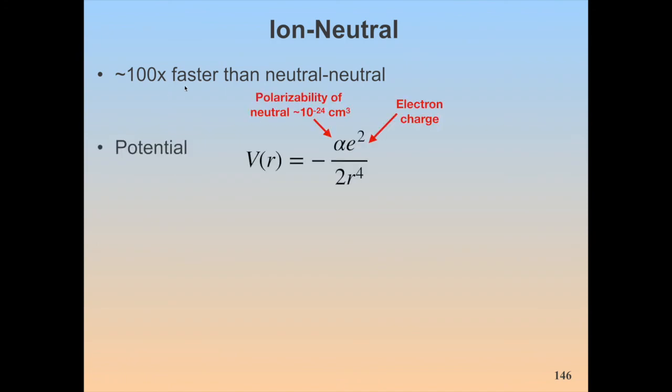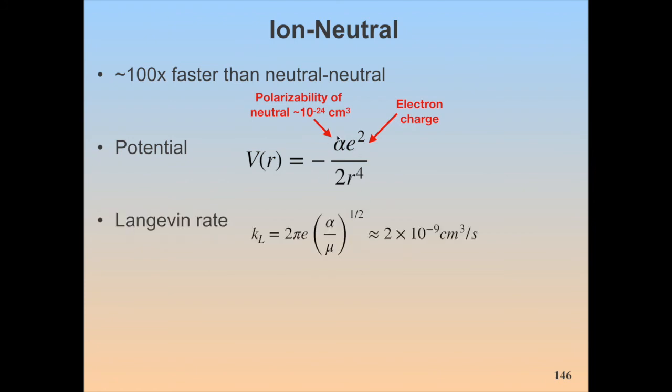So the difference between ion-neutral is that your potential is going to be changing. So now you still have your polarizability. This is just for the neutral atom you're dealing with, or molecule. And then we multiply that by the electron charge squared. And now instead of being a 1 over r to the 6th, this is a 1 over r to the 4th potential. So it's not quite as steep as the neutral-neutral reactions. So that means this can basically bring it in a lot easier for those.